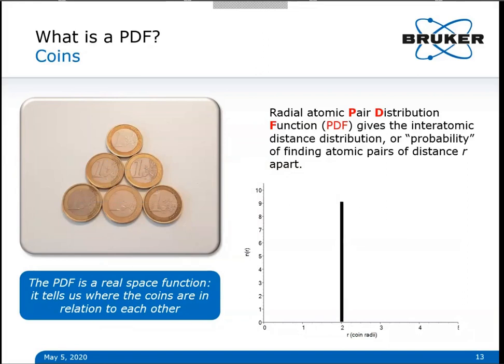And we can continue on and look at the next nearest neighbor. The distance is about 3.2r apart, and we have 3 such pairs. And finally, the largest coin pair distance in the cluster is 4r. Now, this is really a simplification of a real problem, but it helps to illustrate the power of the PDF. It is a real space function and tells us where the coins or atoms are in relation to one another.